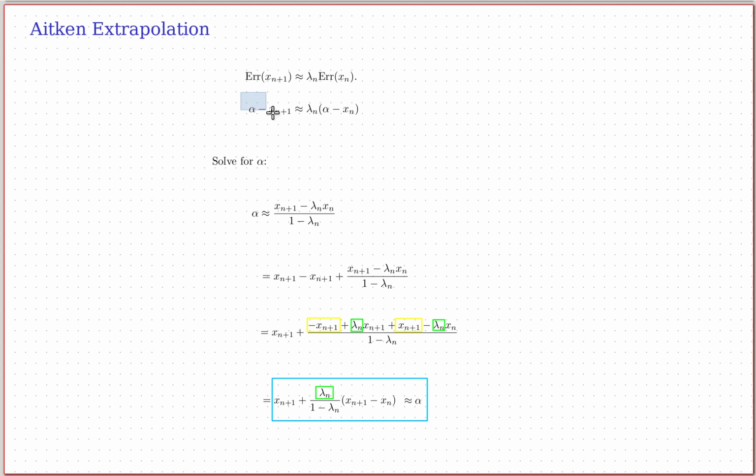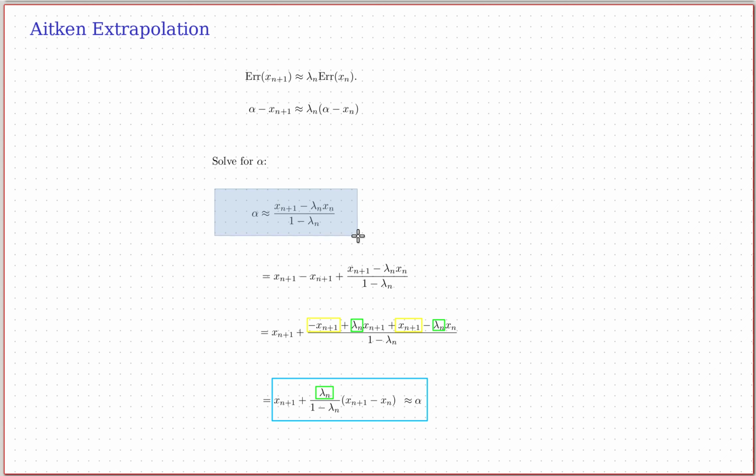So here what I've done is I've simply written out what the error is. Error in xn plus 1, that's by definition just alpha minus xn plus 1. The error in xn is just alpha minus xn. And this is our estimate for g prime of alpha. So we got this approximate equation, right? The two sides are not exactly equal, they're approximately equal. Now we solve this approximate equation for alpha. Now remember, this is just a linear equation in alpha, right? We got alpha minus something equals something times alpha minus something. It's just a linear equation, so it's very easy to solve this for alpha. I'll leave that as an exercise for you, and what you come up with is that alpha is equal to xn plus 1 minus lambda n xn over 1 minus lambda n.